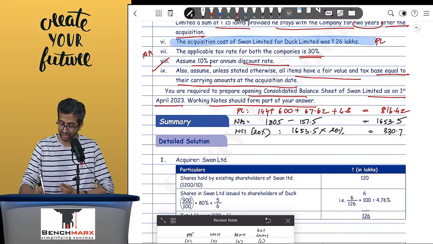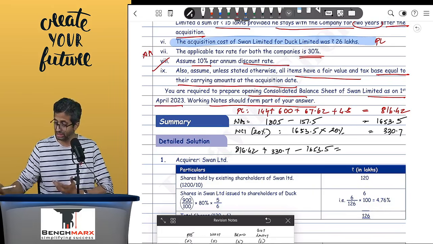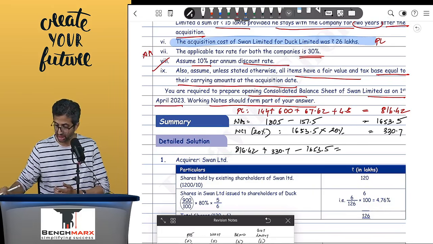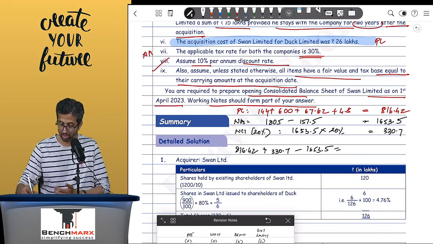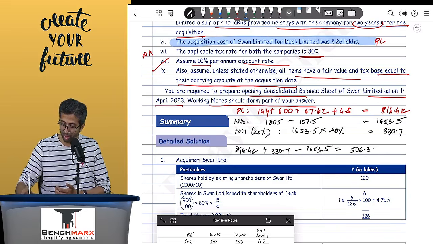So this is PC, that is 816.42 plus NCI, which is 330.7 minus net assets, which is 1653.5, and hence the answer is negative. If it is negative, it is a capital reserve or a gain on bargain purchase, as the case may be. So this is probably 506.38, which can be called a capital reserve or a gain on bargain purchase.